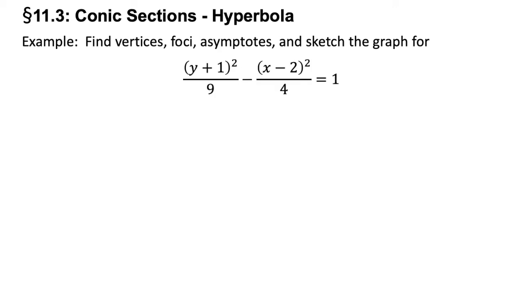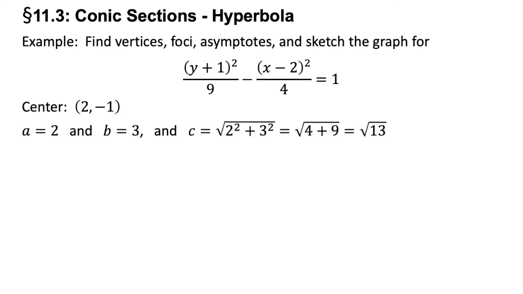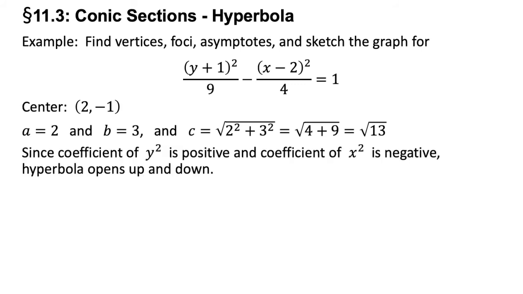Here's another example. We can see that the hyperbola is centered at (2, negative 1). a equals 2, b equals 3, and c equals square root of 13. The y squared term is positive and the x squared term is negative. Thus, the hyperbola opens up and down.